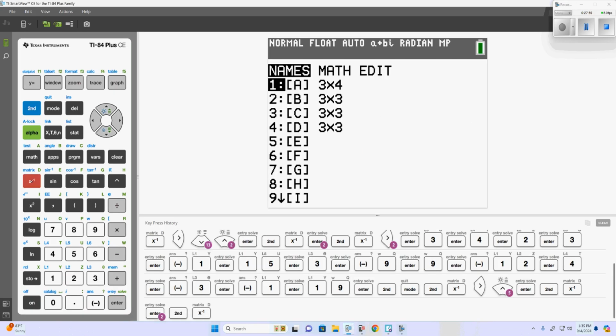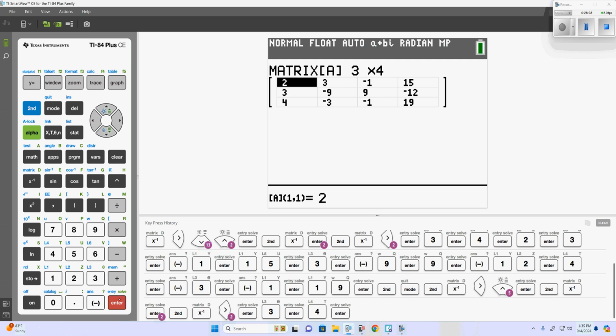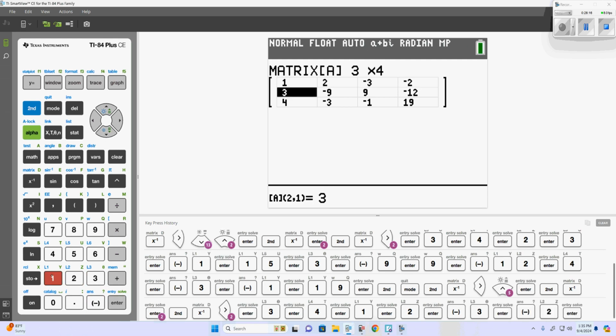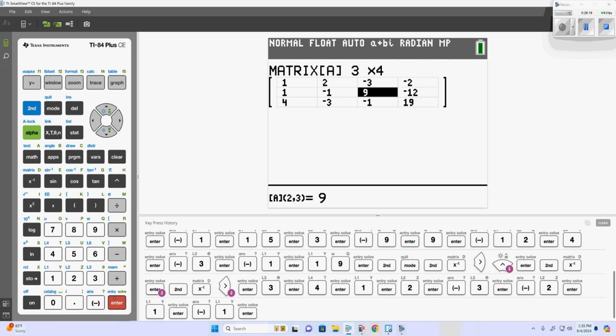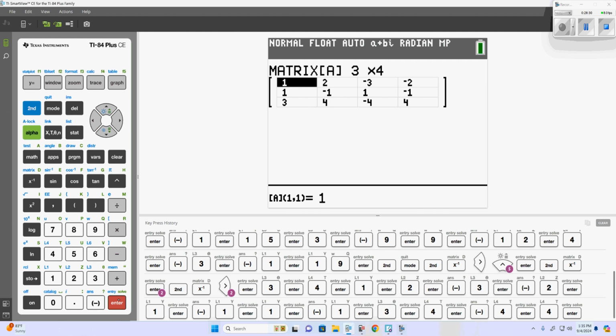And our first one is second matrix. We go over to edit and hit enter. And our matrix is still a 3 by 4. This time our first row is 1, 2, negative 3, negative 2, 1, negative 1, 1, negative 1, 3, 4, negative 4, 4. And once we finish getting it typed in, we're going to do what? Second mode, second quit.